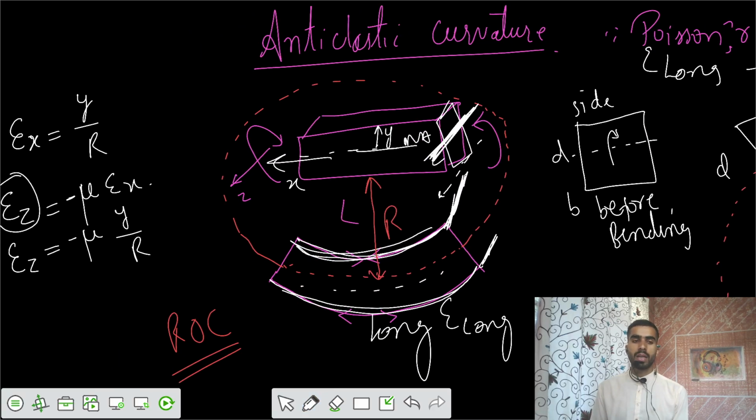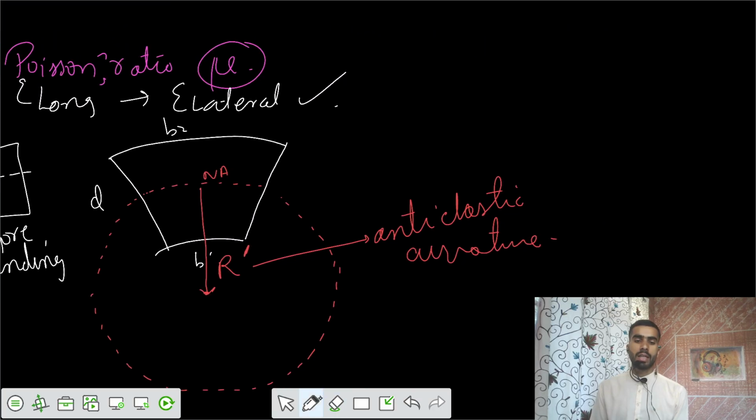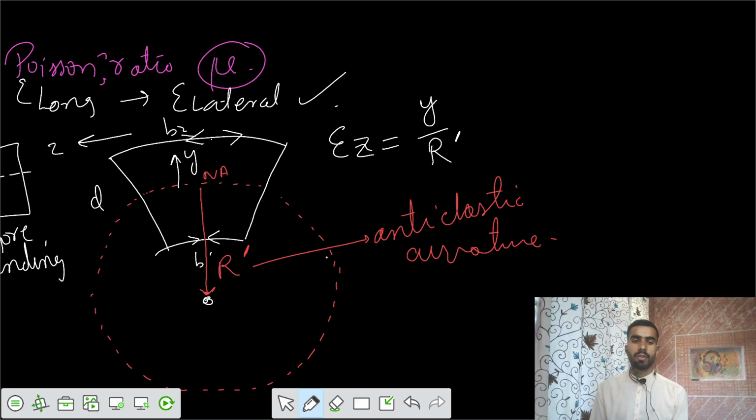Similarly, if you want to derive the equation for the variation of strain along the cross section, this is your z axis, you can say strain in z. The top fibers got stretched and bottom fibers got compressed. So strain in z equals some value of y by R dash. We have a different radius of curvature that we called anticlastic curvature R dash.